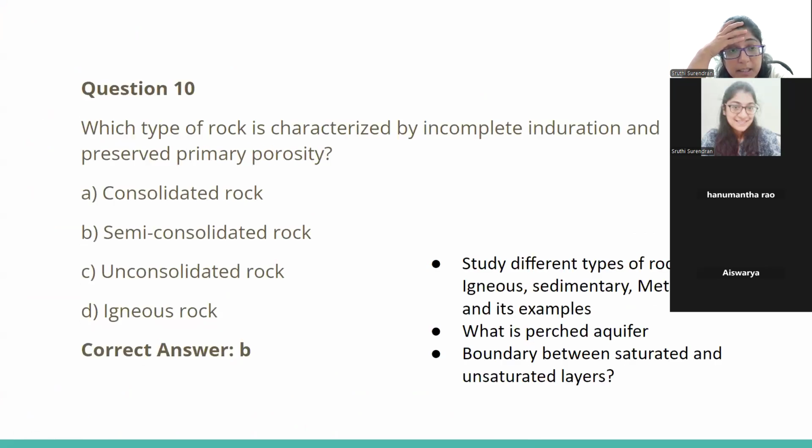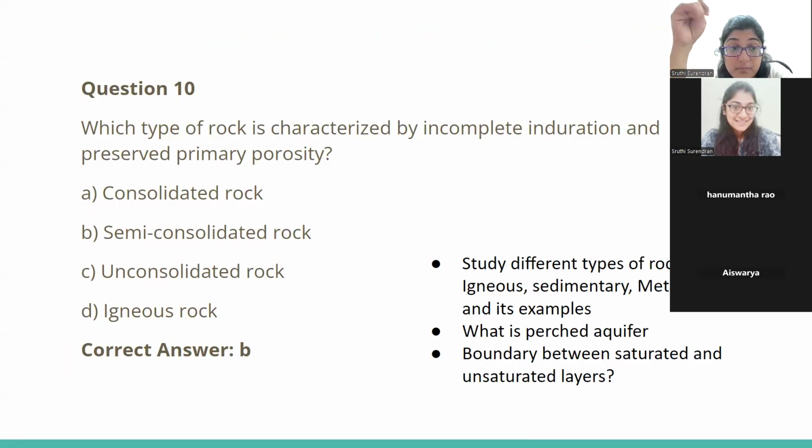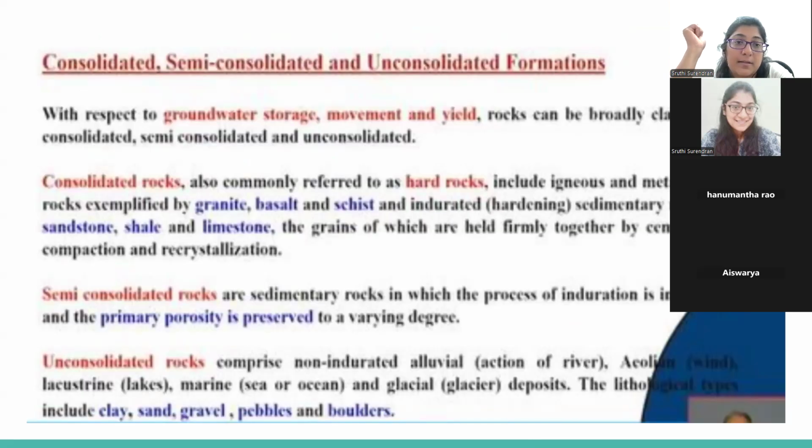Then another important part in the second week is the geology. Apart from the aquifer and other geological formations, what are the different types of rocks, and their examples. Igneous, sedimentary, metamorphic. What are examples of igneous rocks, sedimentary rocks, metamorphic rocks? Then another one is what are consolidated formations, semi-consolidated and unconsolidated. And here, also, what do you call the boundary between a saturated and unsaturated layer in the subsurface? All of these are some important topics that are covered in the second week's lecture.